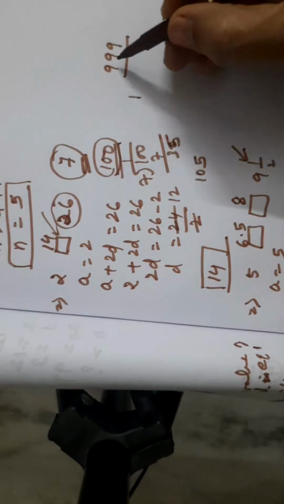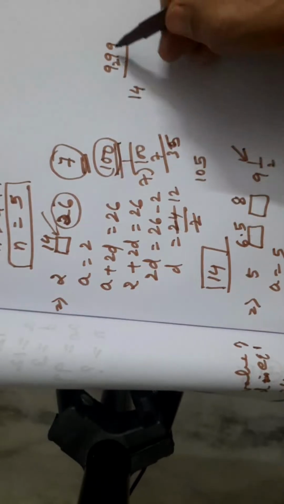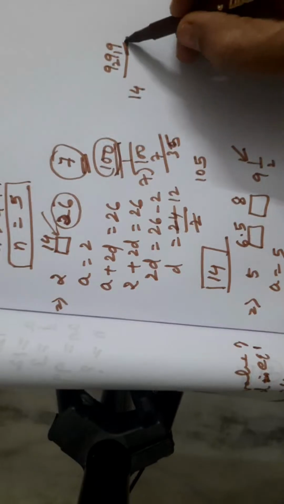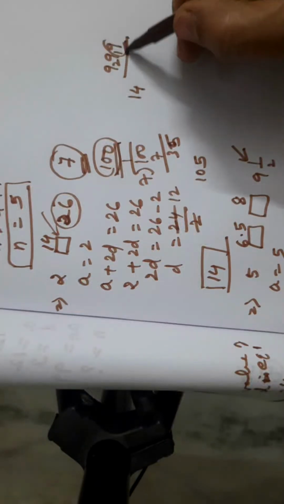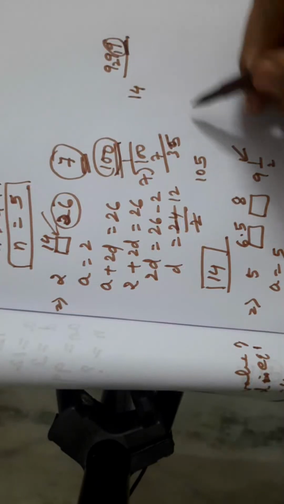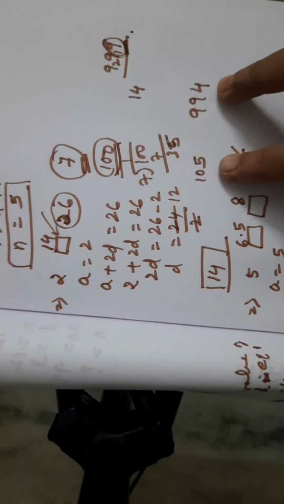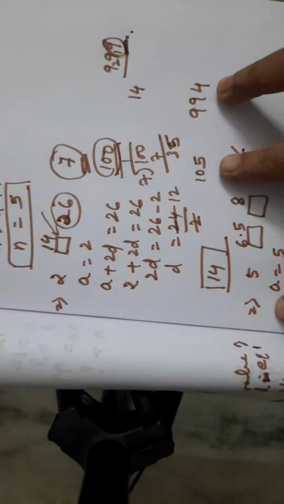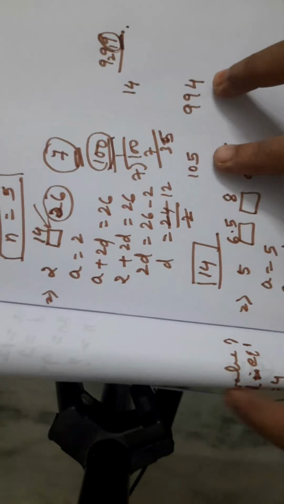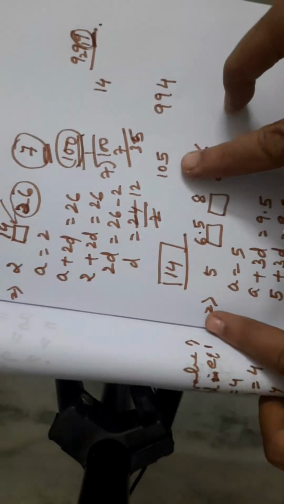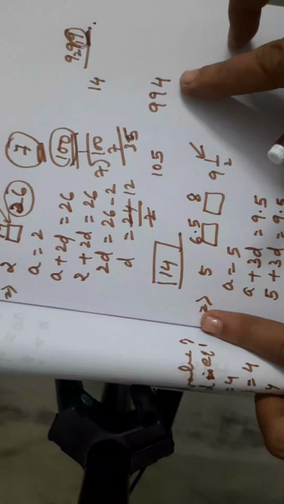7 ones are 7. 7 fours are 28. 19 does not come. 7 twos are 14. So here it should be 4. So the last term is 994, as 14 comes in the 7 table. In this way we can find the first term and last term. So for the numbers which can be divided by 7, the first term is 105 and the last term is 994.